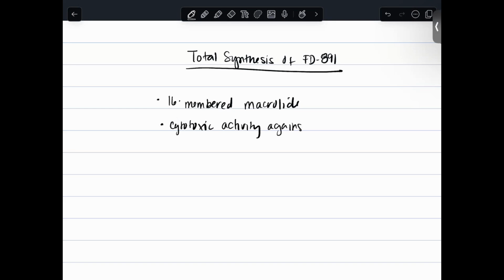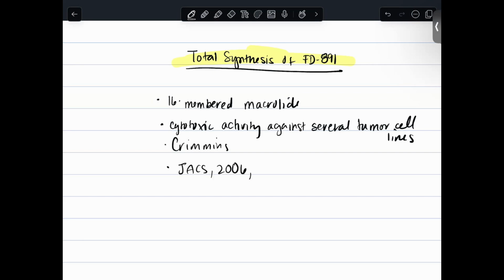Against several tumor cell lines. And the synthesis, not surprisingly, is by Michael Crimmins, where he showcases his methodology. And he completed the synthesis in 2006 and reported it in JACS, volume 128. And it's a communication paper, so it's only 2 pages long.